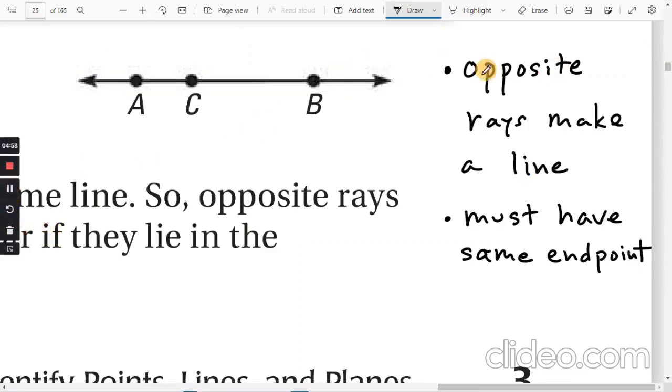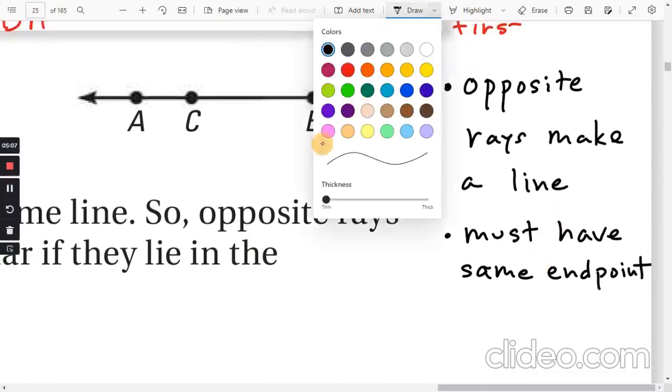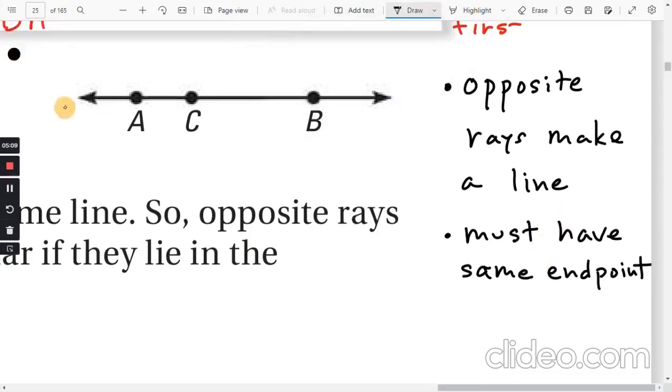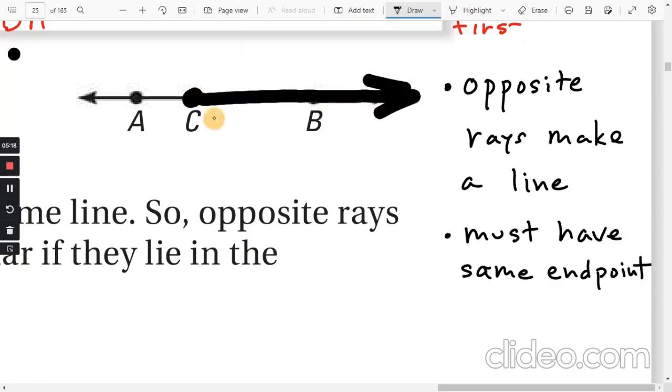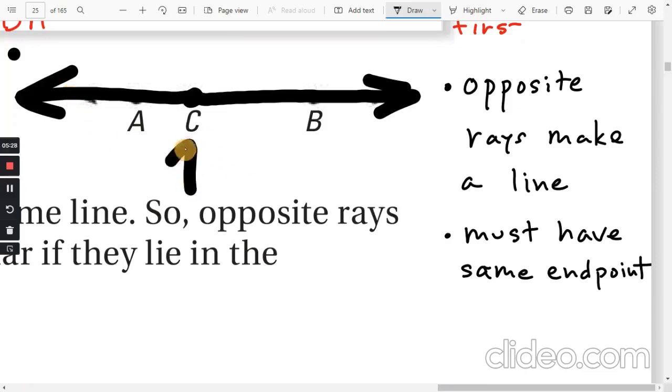For opposite rays, when you put them together, opposite rays make a line, and they must have the same endpoint. Like we just did before, they both start at point C. And together, when you add the one that's going to the right and the one that's going to the left, you have a line. As you can see, when you put them together, you have a line. But they have to have the same endpoint.